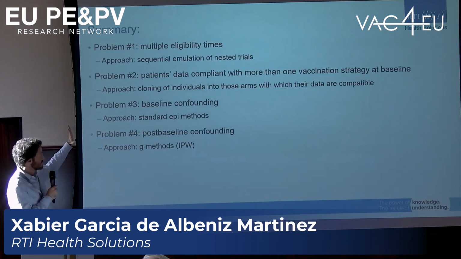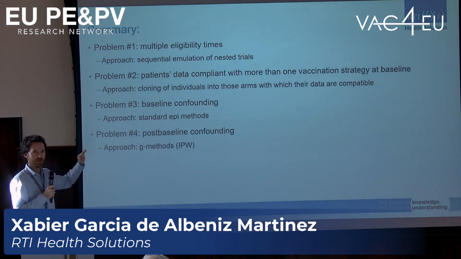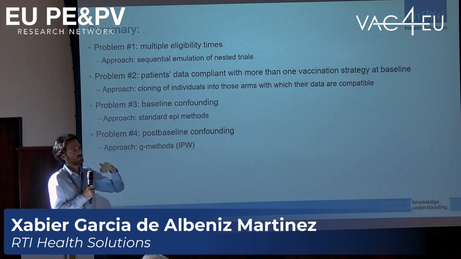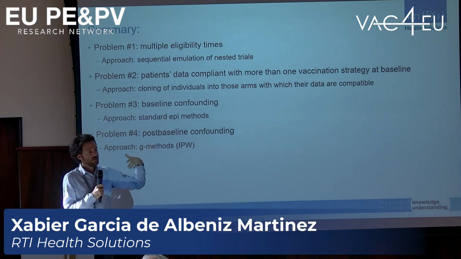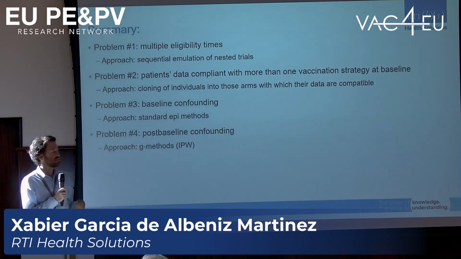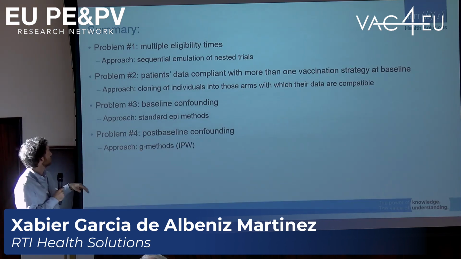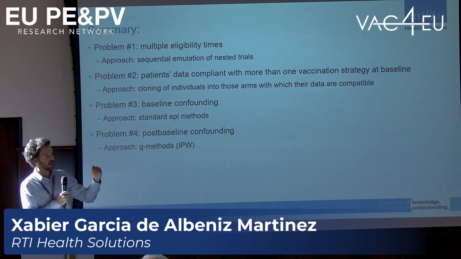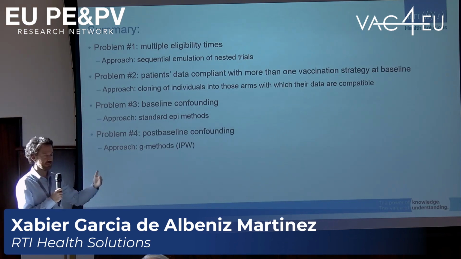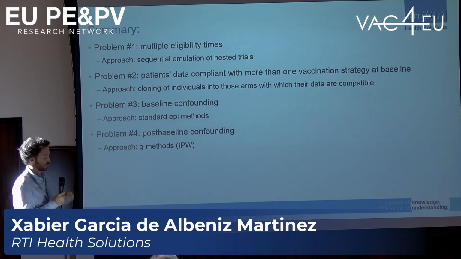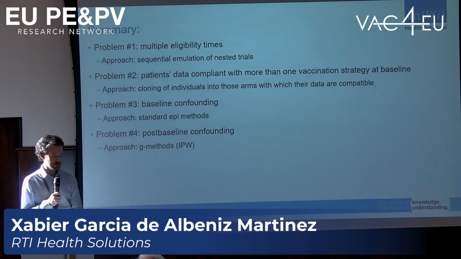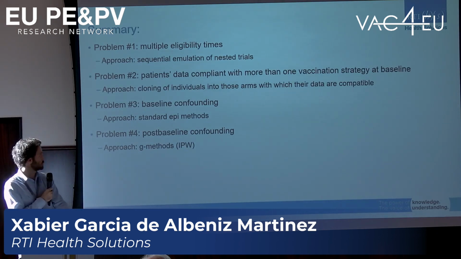Okay, so this is the summary of the 4 problems that we have to face when we design a complex study like this one that attempts to evaluate different durations of treatment, different doses of vaccines versus no vaccination, multiple eligibility, patients' data being compliant with more than one strategy at baseline, baseline confounding, and post-baseline confounding. This was the thought experiment to show these challenges and potential solutions. Now let's go to the application.